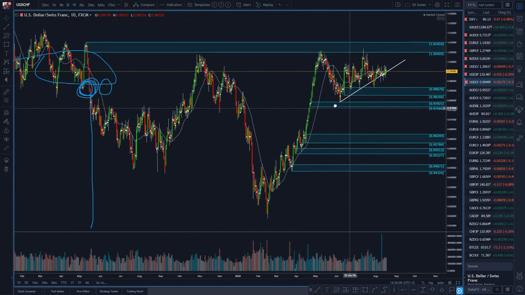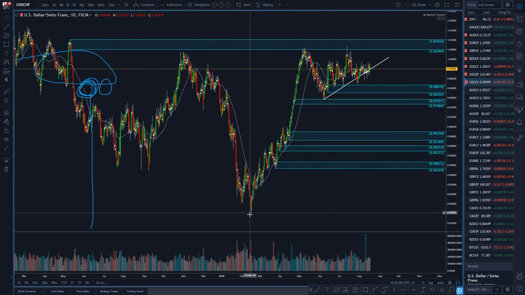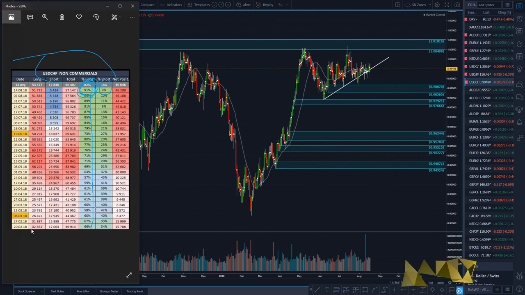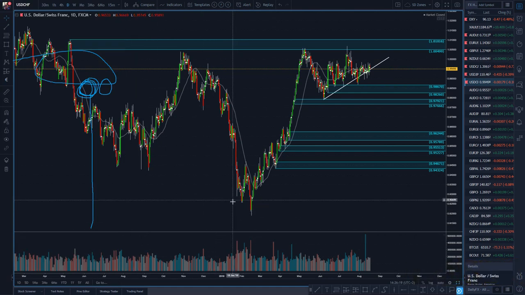So all this way from the beginning of the year, I have data from February, but of course in my history I have longer. So from February, you can see all this way up, they've been buying massively. And this is starting to be consolidation.